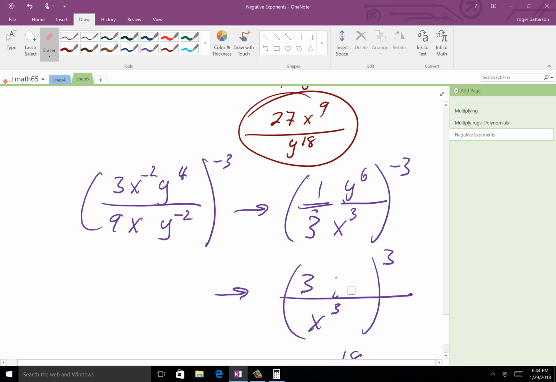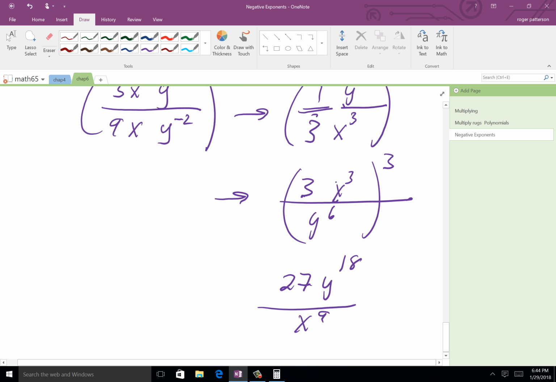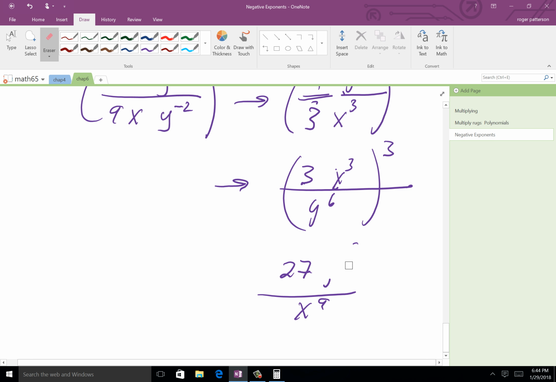I was flipping before I was wanting to do it. There we go. I knew I had the powers right. Thank you. So that's how that works. Okay. But you don't have a whole lot of those ones. Those are pretty tough ones that I was giving you there. So, any questions on the negative exponents?